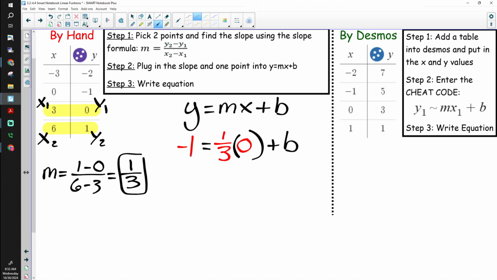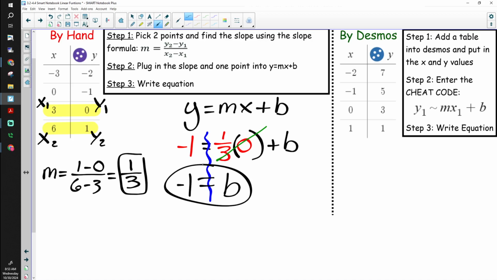Now we just got to simplify this little baby equation. Okay. What is 1/3 times 0? It's nothing. This is gone. What's the only thing left on this side? B. What's the only thing left on the left side? So what does b equal? B is -1. Now we know both things. We know m is 1/3, and we know b is -1.